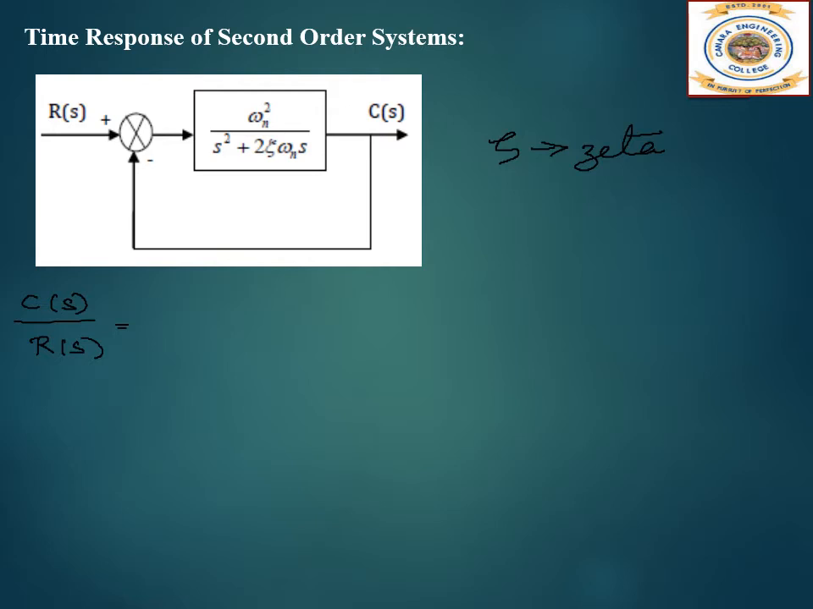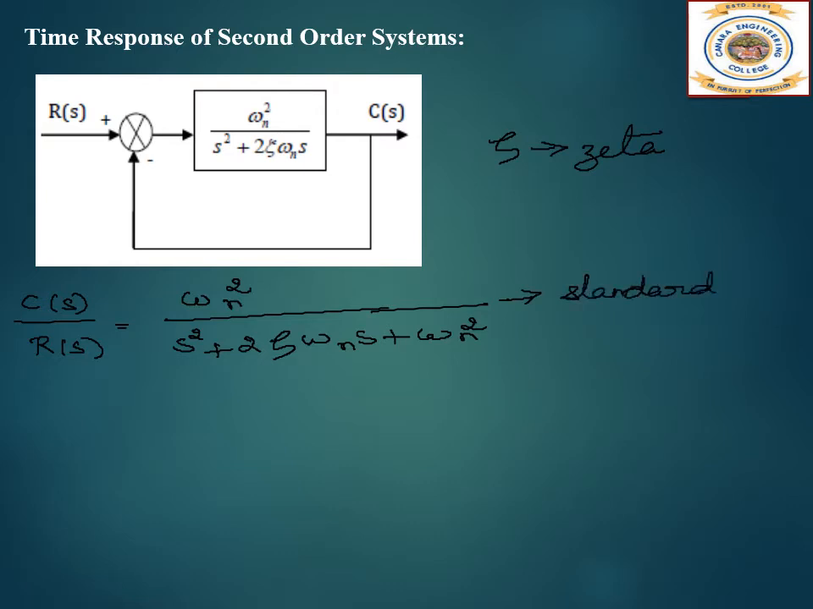After simplification of this we get omega n square divided by s square plus 2 zeta omega n s plus omega n square. So this is the closed loop transfer function of a second order system. This is a standard form for the transfer function of the second order system. The time response of any system is characterized by the roots of the denominator, which in fact are the poles of the transfer function.